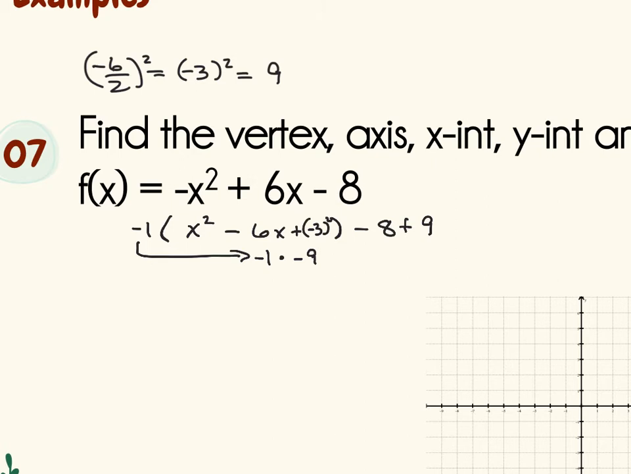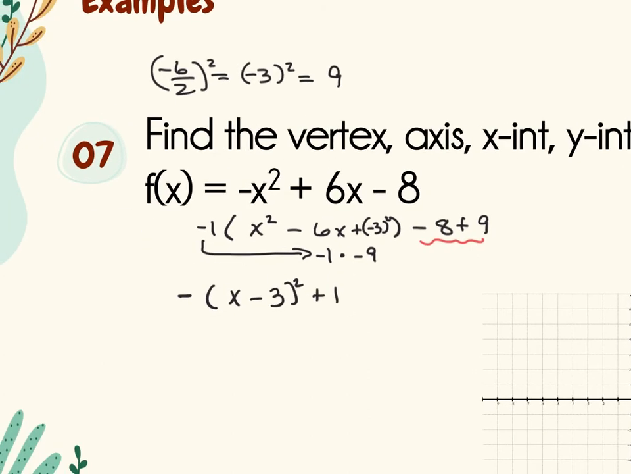in here. So now I factor the trinomial, becomes x minus 3 squared, and then I need to do the -8 plus 9, and that gives me plus 1. Don't forget about the -1 that you factored out in the beginning, because this is going to help determine the direction of the parabola. So now we have it in the standard form or the vertex form.